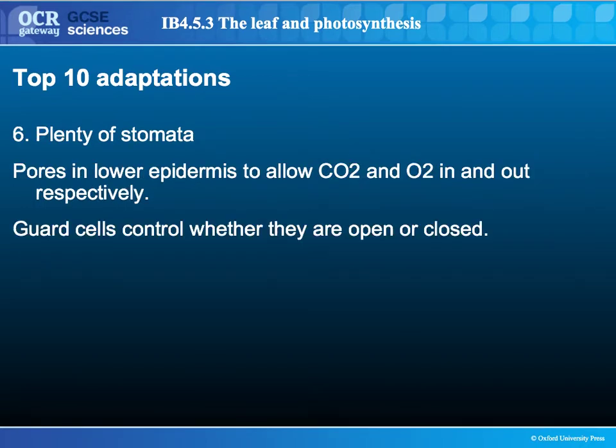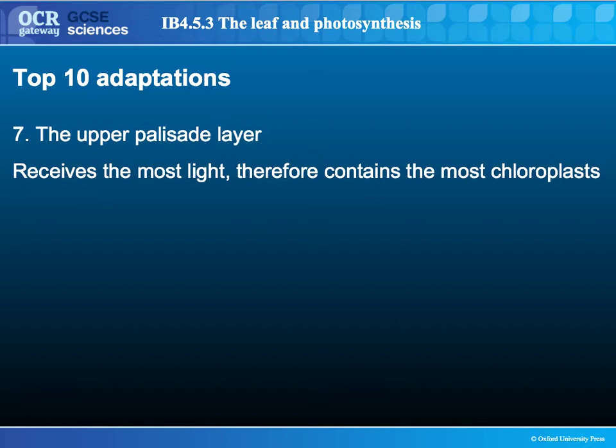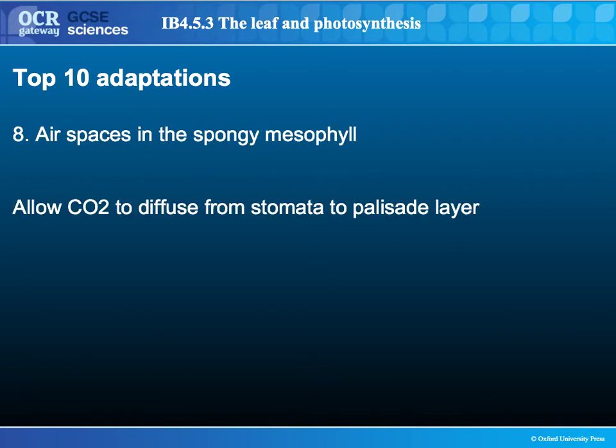Not only do they have stomata at the bottom of the leaf, they also have plenty of them so that we can get as much carbon dioxide and oxygen diffusing in and out as possible. As the palisade layer gets the most light, it has the most chloroplasts, so this is an adaptation that the leaf has to enable a maximum rate of photosynthesis.